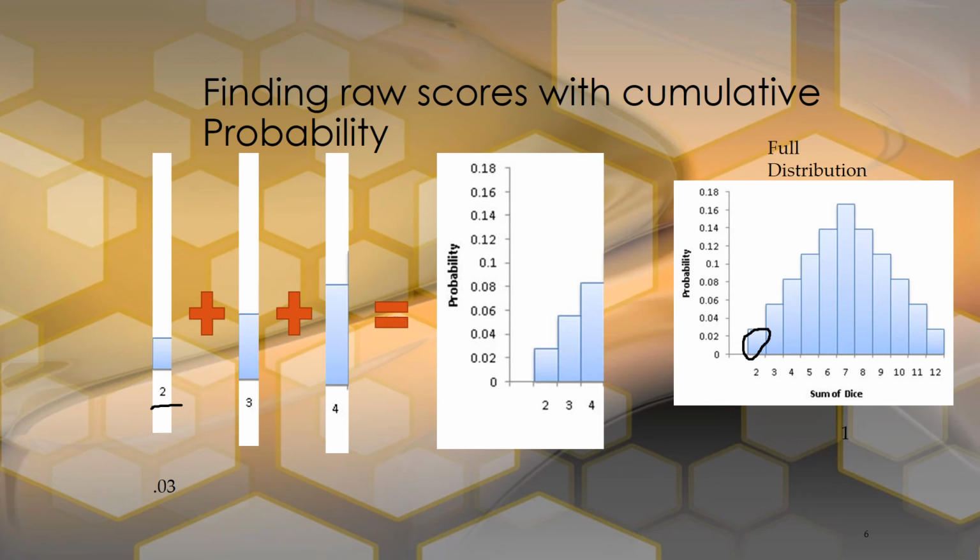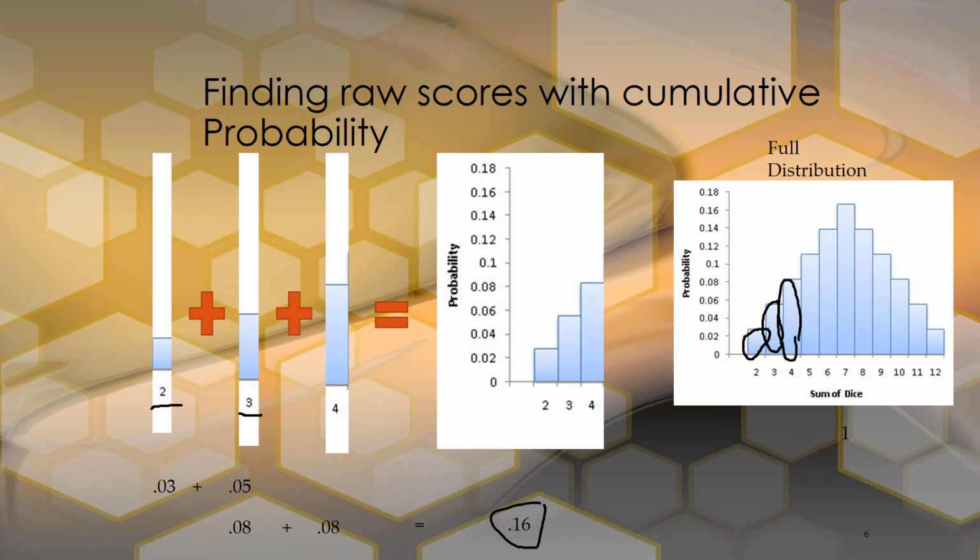Okay, that's not enough to get to the 0.16 yet, so we go to the second bar here, and that probability is 0.05, and that's this 3 here. And so if you add those up, that's 0.08, and that's still not enough, so we go to the next bar here for the 4, and that is 0.08, and so if you add the 0.08s together, you get 0.16, which, ding ding ding, that's what we were looking for.